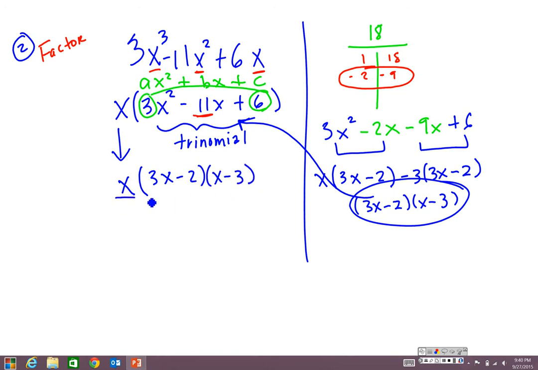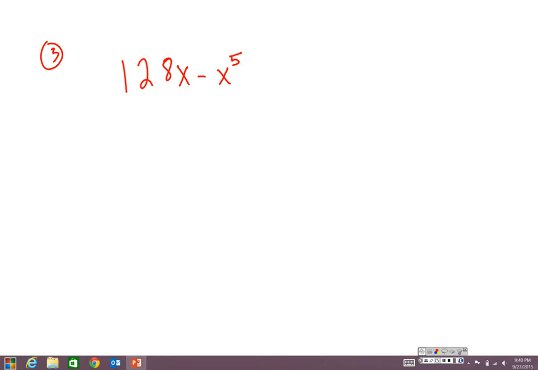Again, you have to have all 3 factors, because that's the only way that you'll get 3x cubed minus 11x squared plus 6x. Alright, next we have 128x minus 8x to the 5th power. So, of course, the first thing you would do, you would take out the GCF. And if you look at this, the GCF is 8x. Take that out. 8x times 16 minus x to the 4th power.